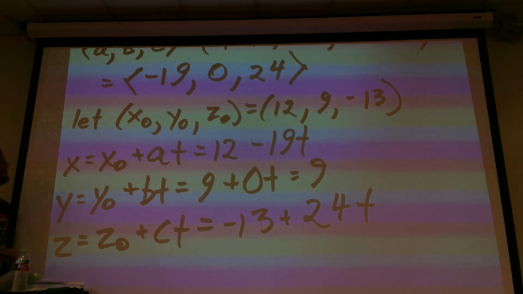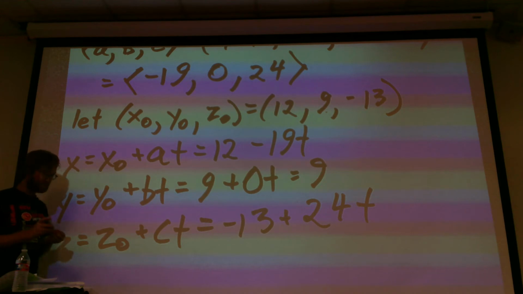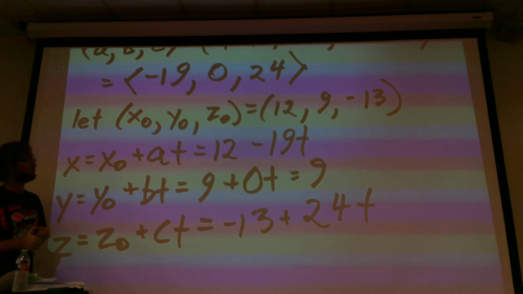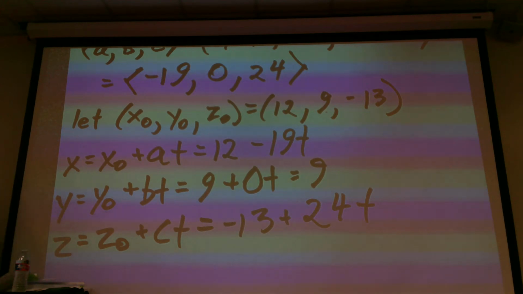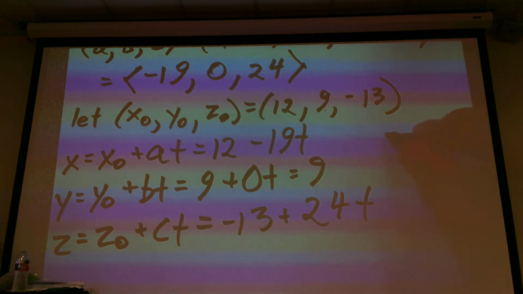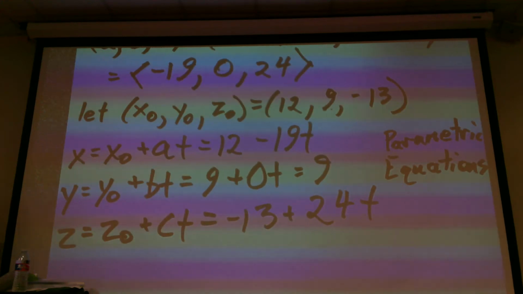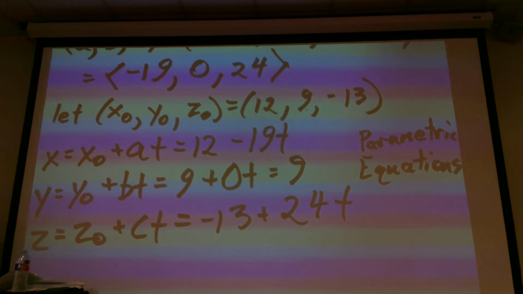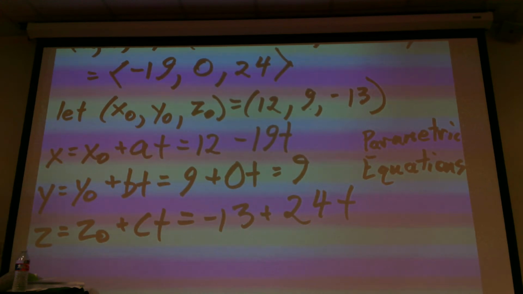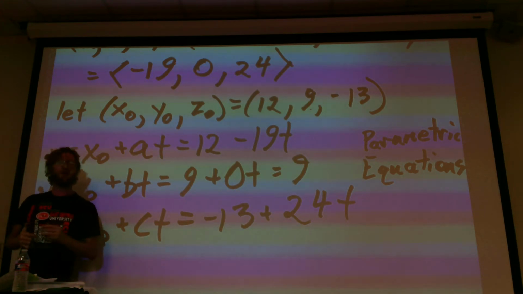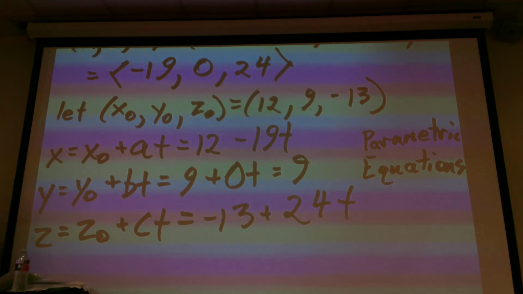Okay, so these are the parametric equations that describe that line in space. Actually, let me put a note right there. So these are the parametric equations. So that's the parametric equations for those lines. All right. Now let's try to figure out what the symmetric equations are. Okay.